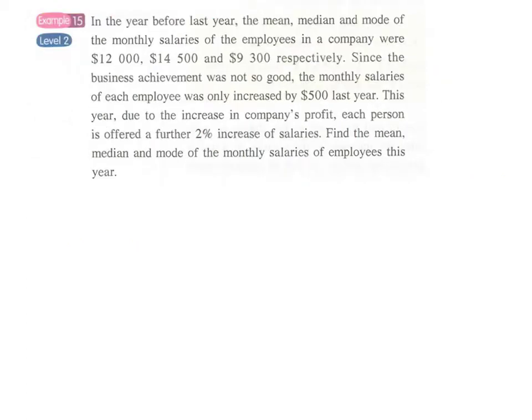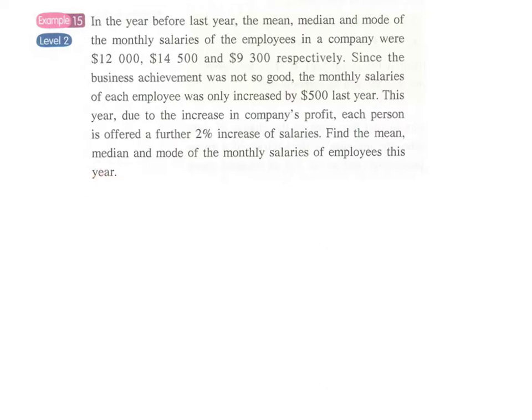Okay, now we come to example 15. And actually, in my opinion, this problem is not that good because the wording is rather complicated. In the year before last year, the mean, median, and mode of the monthly salaries of the employees in the company were like this. And each employee received only a $500 increase in salary last year. And this year, due to the increase in profit, each person is offered a further 2% increase of salary. Find the mean, median, and mode of the salary this year.